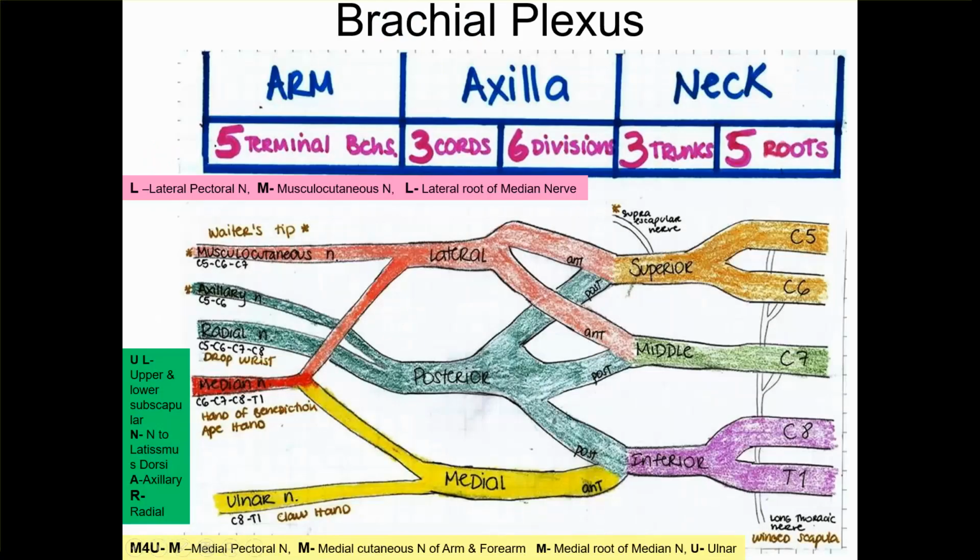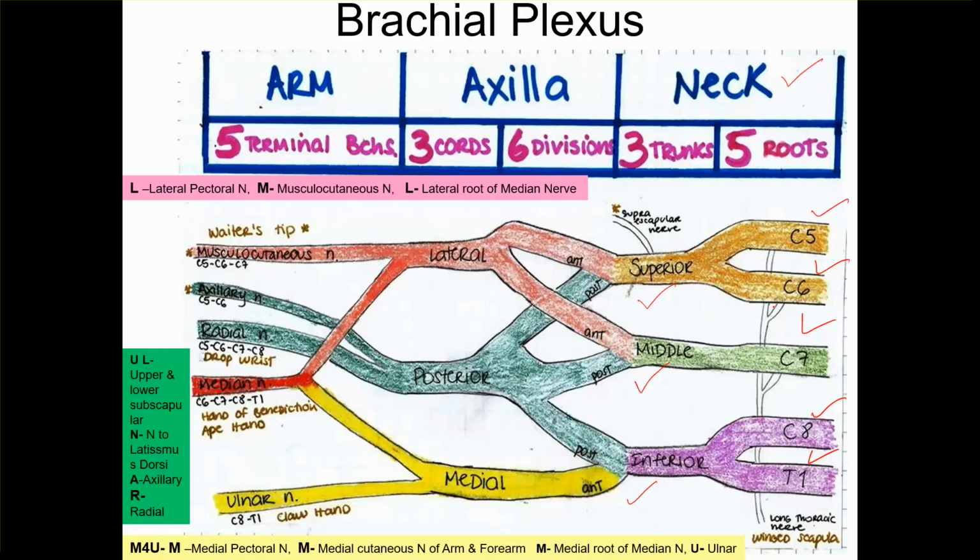The brachial plexus is formed by the ventral rami of C5, C6, C7, C8 and T1. C5 and C6 join to form the upper or superior trunk. C7 alone forms the middle trunk. C8 and T1 join to form the inferior or lower trunk. The 5 roots and the 3 trunks are seen in the neck region.